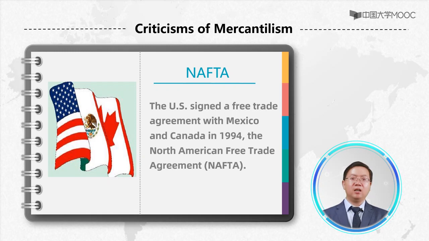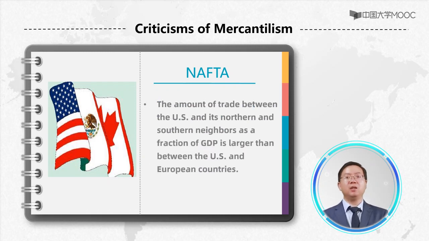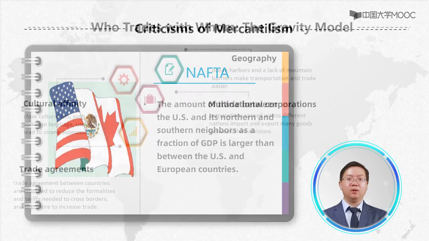Because of NAFTA, and because Mexico and Canada are close to the United States, the amount of trade between the USA and its northern and southern neighbors as a fraction of GDP is larger than between the United States and the European countries. For example, Canada's economy is roughly the same size as Spain's, but Canada trades as much with the United States as does all of Europe.